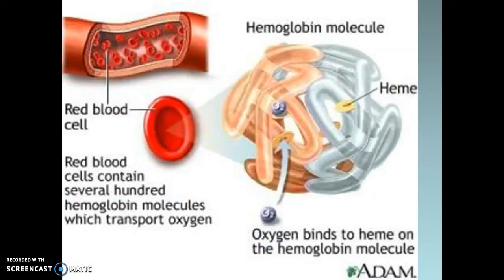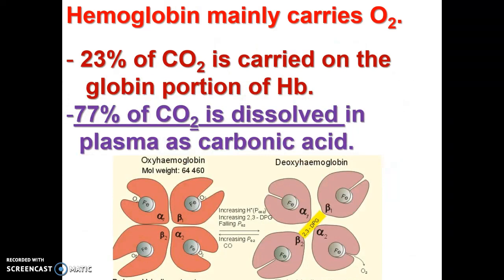So there's your hemoglobin molecule. There's the heme molecule stuck in there, which has iron, and oxygen binds really tight to that. The bad news is carbon monoxide binds tighter to that than oxygen. So even if you're warming your car up in the garage and the door is open, you're still in danger. Hemoglobin mainly carries oxygen. Only 23%, that's about 1/5 of all carbon dioxide, sticks to the hemoglobin. Most of the carbon dioxide is dissolved in plasma as carbonic acid.